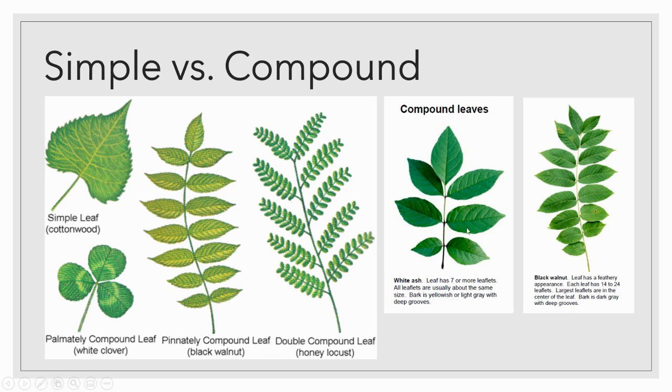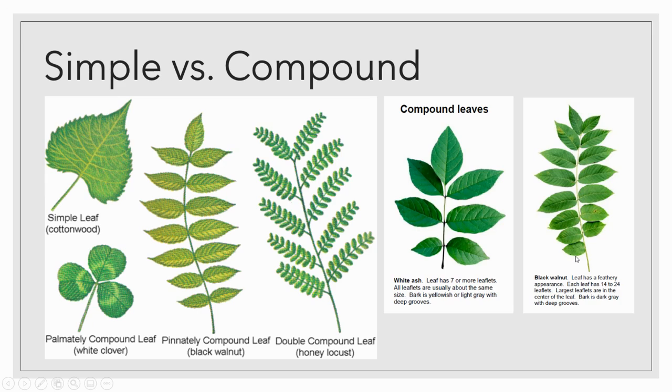This is a white ash. It has 7 or more leaflets, and all of those are usually about the same size on that leaf. So this is a white ash. It's a super common tree in our area. And this is called a black walnut over here. This is a black walnut, and this is also the same thing as the example over here. This is also a black walnut.